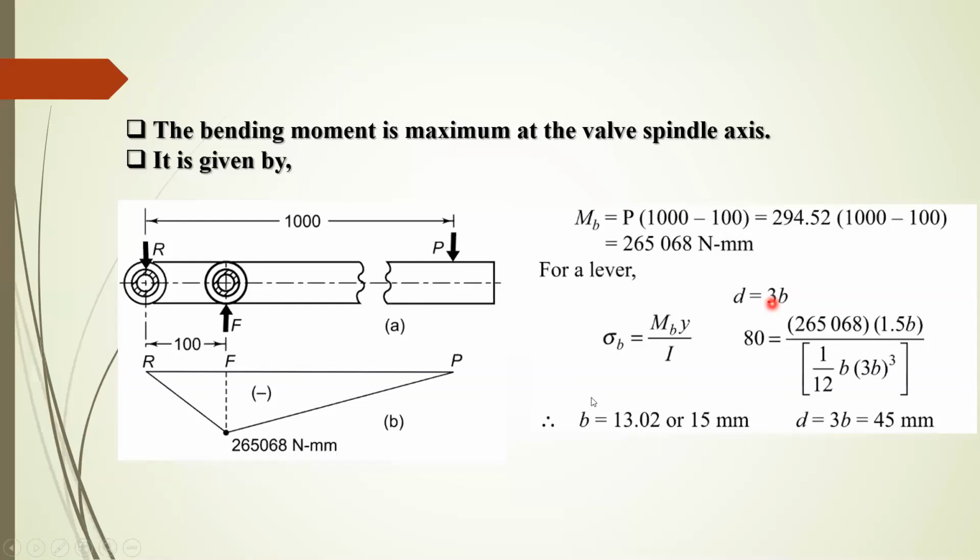So this is the thickness of the lever. As we know the thickness, we can calculate the width. D is 3 times the thickness, so it is 45 mm. So these are the dimensions of the lever cross section.